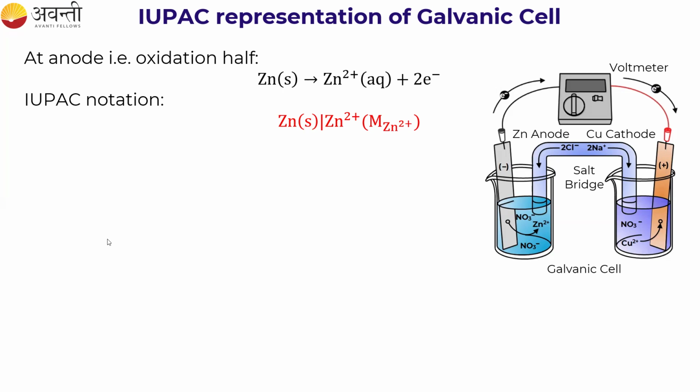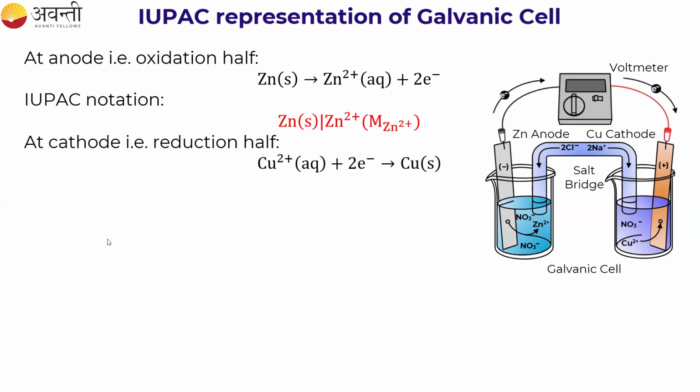And at the cathode, the reduction half reaction occurs. The copper 2 plus ion is getting reduced to copper by gaining 2 electrons. Here is the reaction which we have already discussed. The IUPAC notation for this is copper 2 plus, then you draw a vertical line, and then you put copper. Inside the bracket we put a small s, which denotes the electrode.